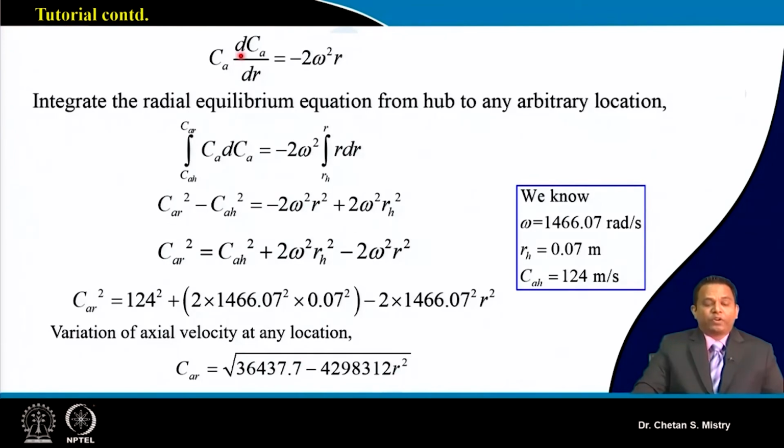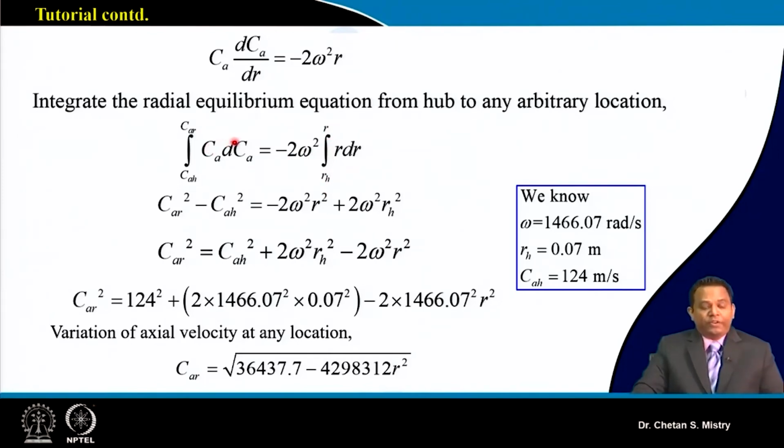Now, with this equation, we need to calculate our axial velocity. Let's consider any arbitrary radius r. Since our information is available at the hub, I'll be putting my limit from hub to any radius r. So this is CA into dCA, which is equal to minus 2 omega square, with the limit I am putting being RH to R, into r dr.